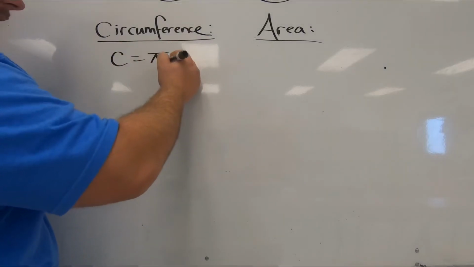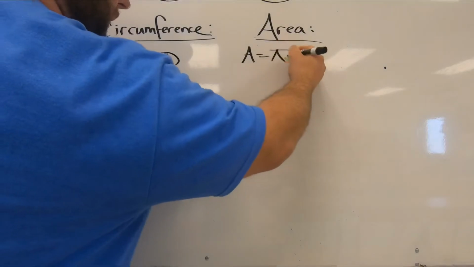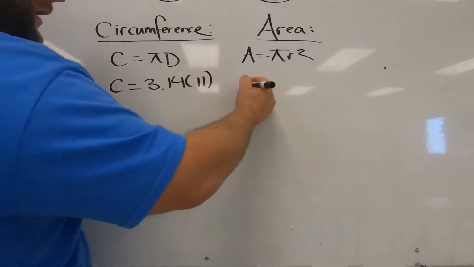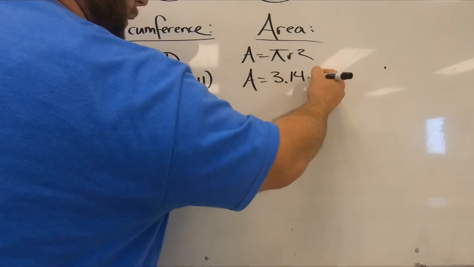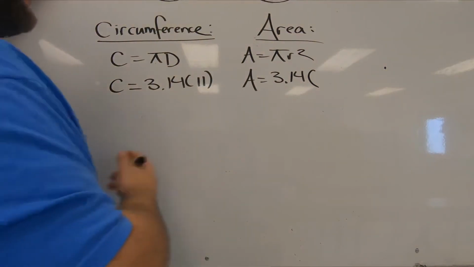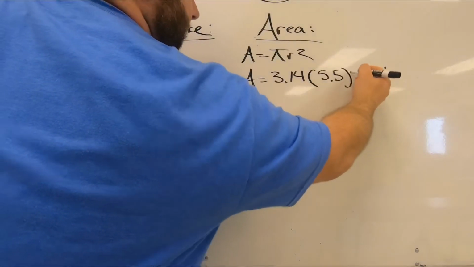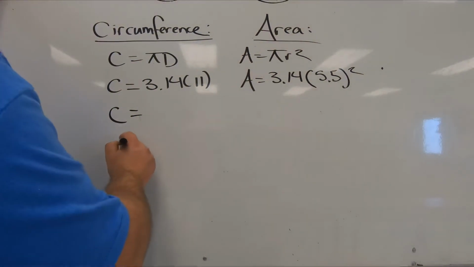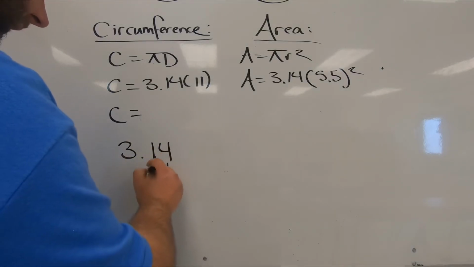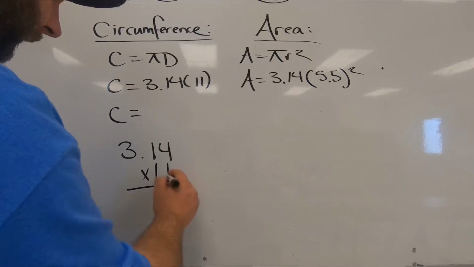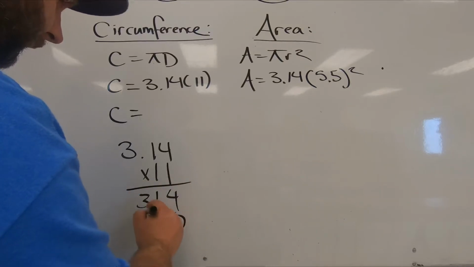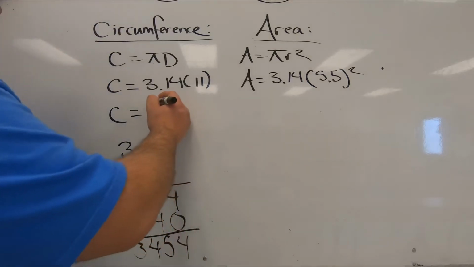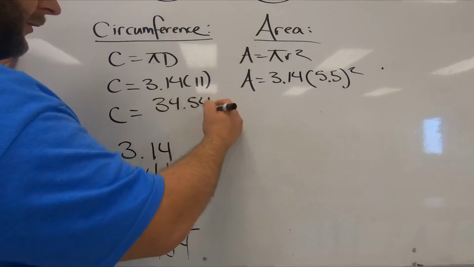Circumference equals pi times the diameter. Area equals pi times the radius squared. Circumference equals 3.14 times 11. Area equals 3.14. Now remember, we need the radius. We need half of that, 5.5 squared. Circumference equals 3.14 times 11. So circumference equals 34.54 meters.